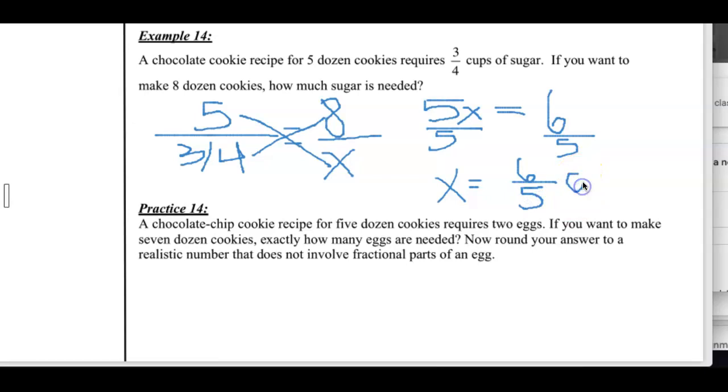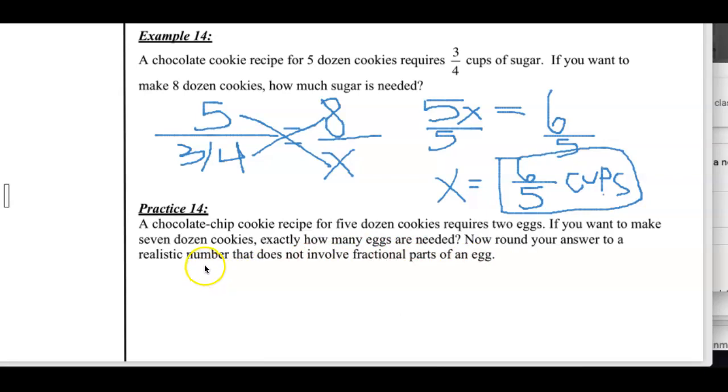So 6/5, I'm just going to put cups, guys. If I had a little better writing utensil, I might put cups of sugar for 8 dozen cookies, but I'm just going to put cups for this. 6/5 cups of sugar, 1 1/5 cups for 8 dozen cookies. And then this last one, chocolate chip cookie: 5 dozen requires 2 eggs. If you want to make 7 dozen cookies, exactly how many eggs are needed? Now round your answer to a realistic number that does not involve fractional parts of an egg.